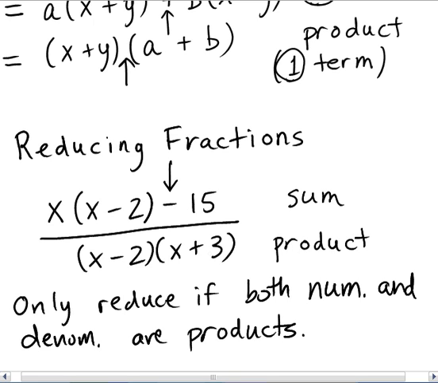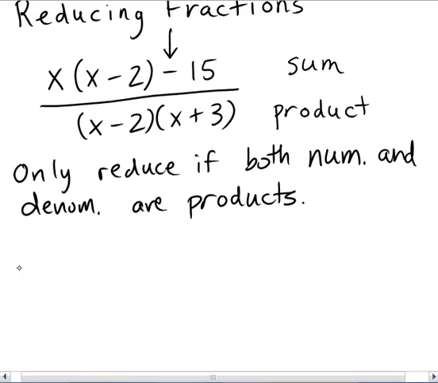So don't make the common mistake that a lot of students make here in canceling out these x minus 2's. Those do not cancel. You cannot cancel common elements of a fraction unless they are factors. That means unless the numerator and denominator are both products. So here's what you would do with this expression. You would try to factor the numerator. You would want to get it into a product.